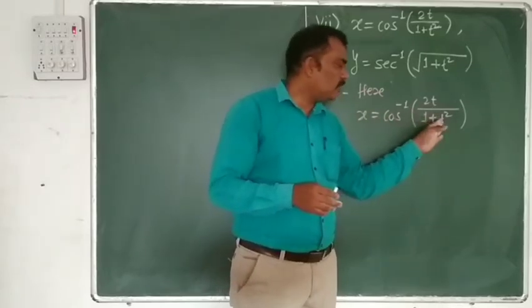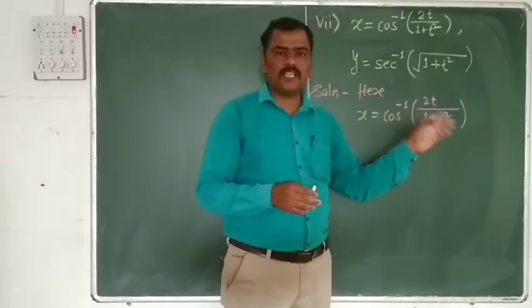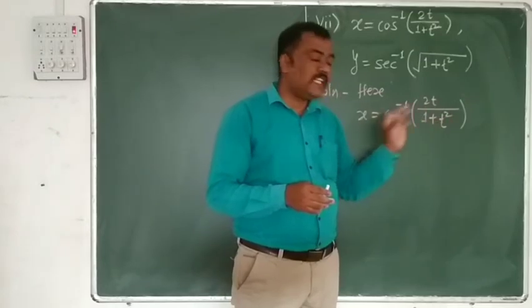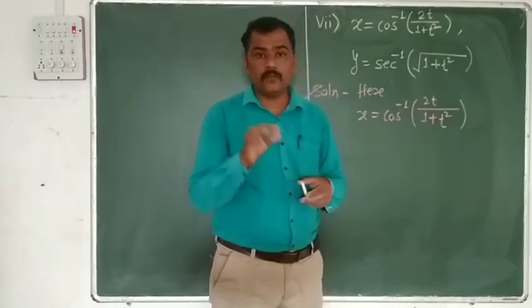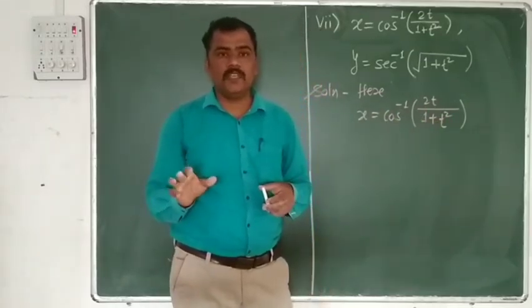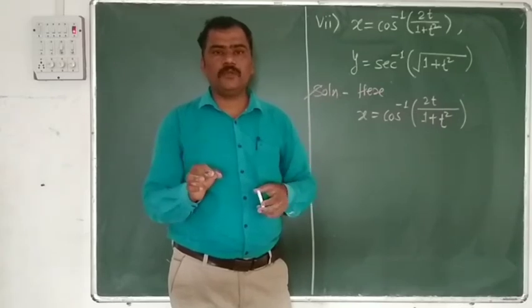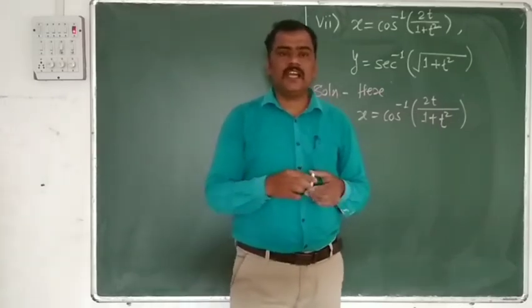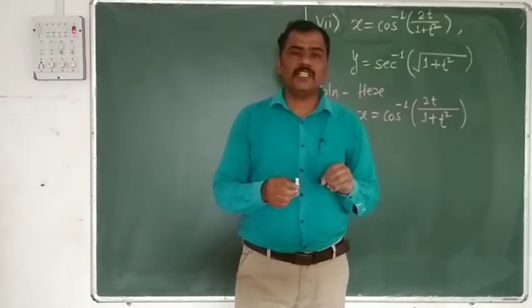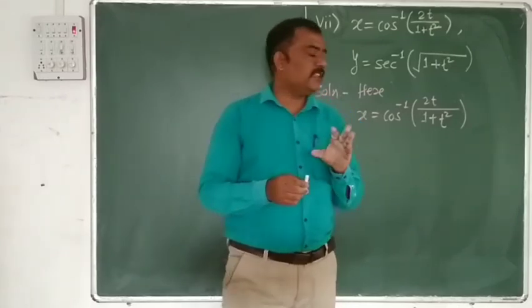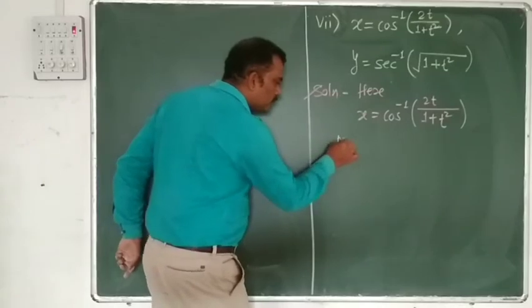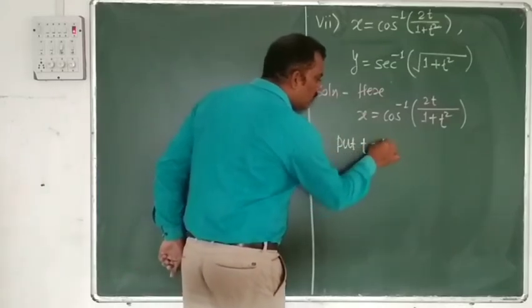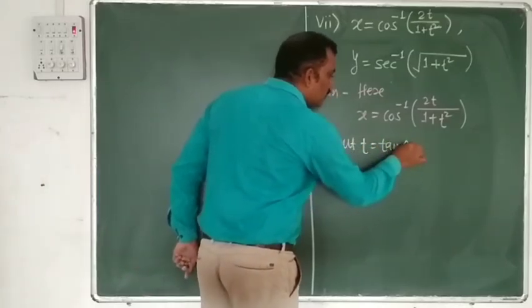Now if we substitute cos theta, we get 1 plus cos square theta, same like that. If we substitute t is equal to tan theta, what do you get? 1 plus tan square theta. And we already have a formula related to that: 1 plus tan square theta is nothing but sec square theta. It means that the substitution is t is equal to tan theta. We have to put that. Put t is equal to tan theta, so that what do you get?